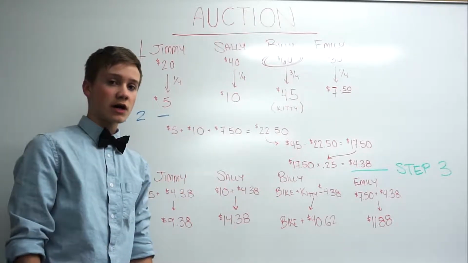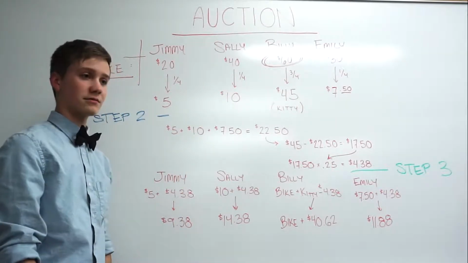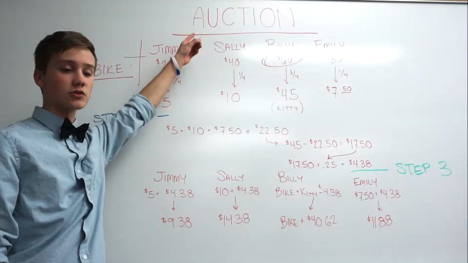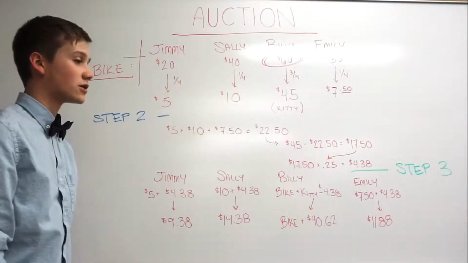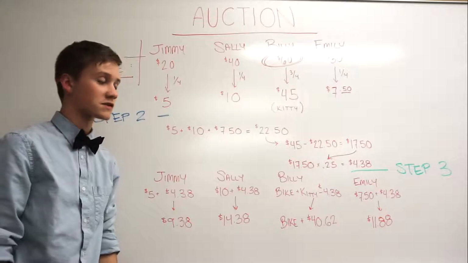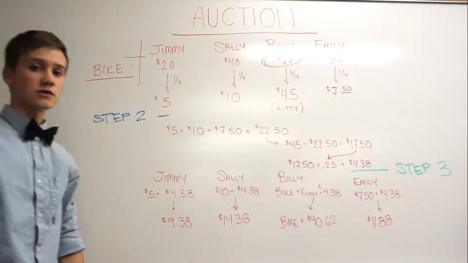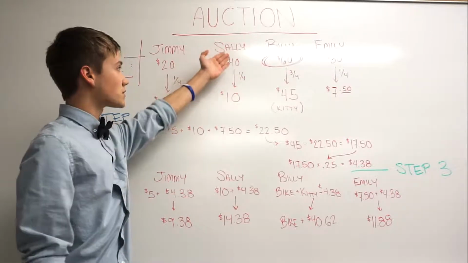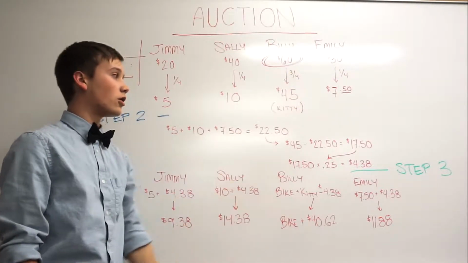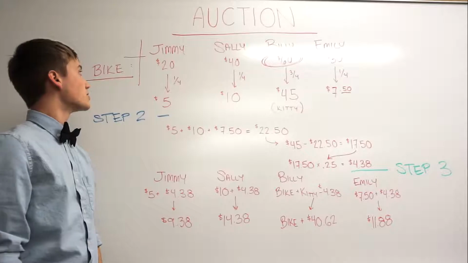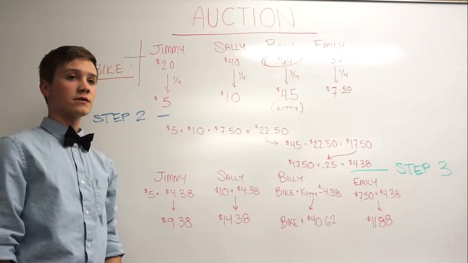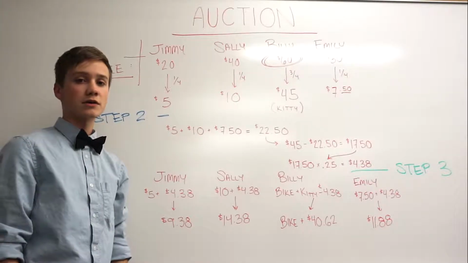When would you use this, you ask? I'm glad you did. You would use this for an auction. So, let's use this specific example of 4 auctioneers bidding on a bike. So, we have Jimmy, Sally, Billy, and Emily all bidding different amounts for the bike. Jimmy has $20, Sally $40, Billy $60, and Emily $30.